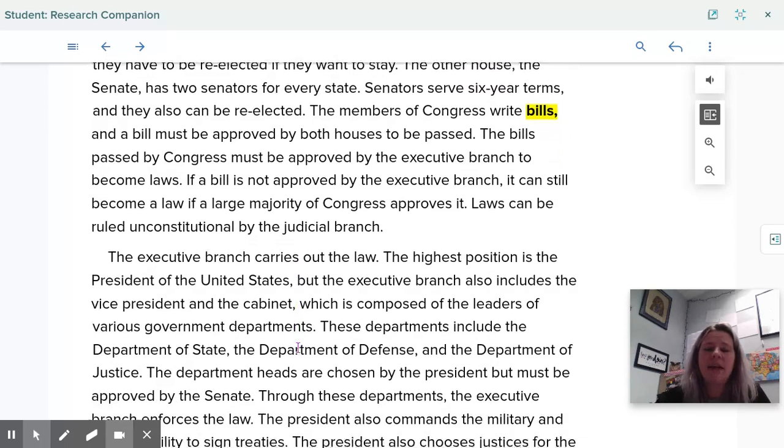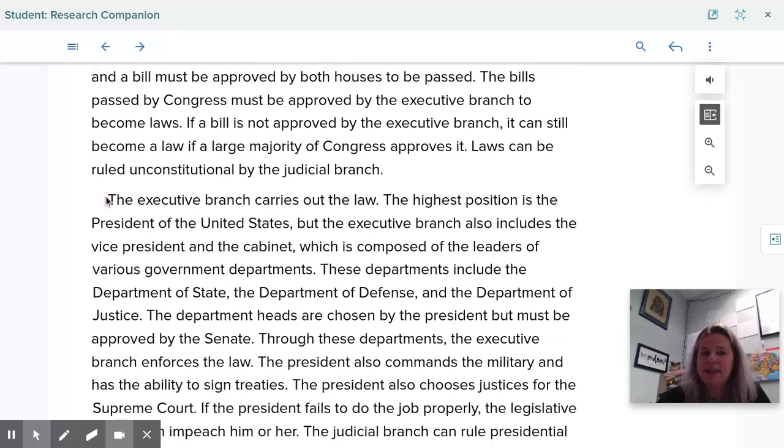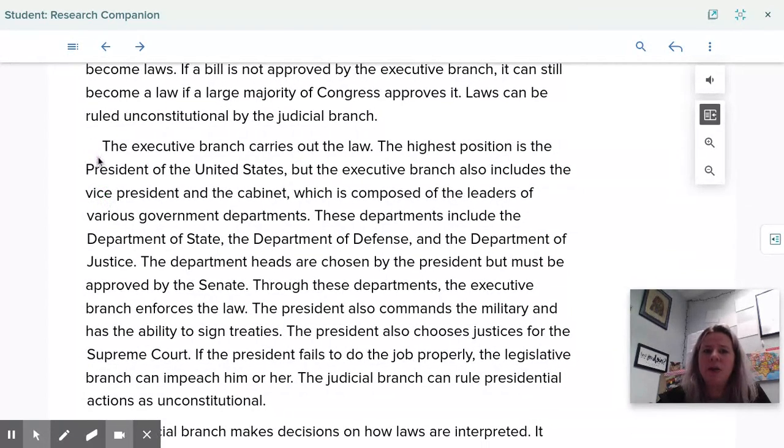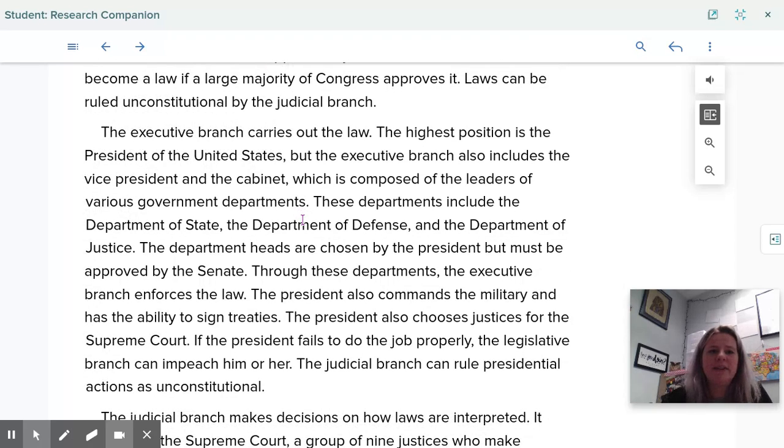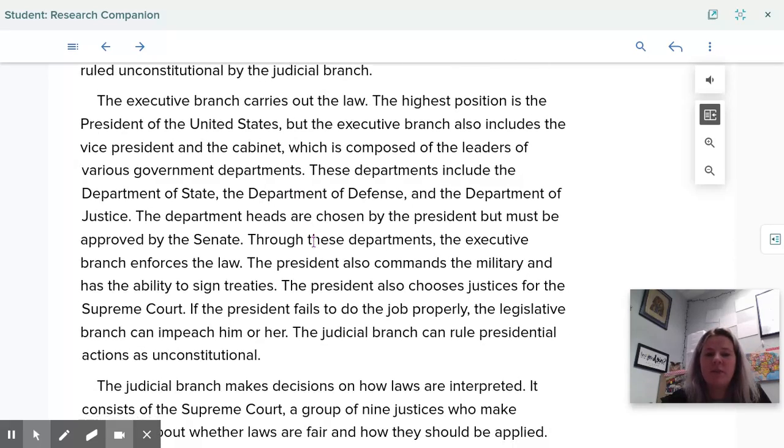So then we have the executive branch. That's where the president's at. The executive branch carries out the law. The highest position is the President of the United States. But the executive branch also includes the Vice President and the Cabinet, which is composed of the leaders of the various government departments. These departments include the Department of State, the Department of Defense, and the Department of Justice. The department heads are chosen by the president, but must be approved by the Senate. Through these departments, the executive branch enforces the law.